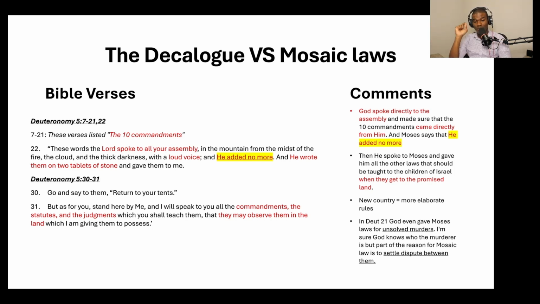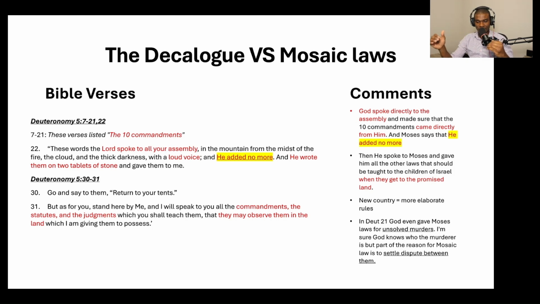After he spoke directly to the children of Israel, everybody's listening, not just Moses. Everybody stood in front of the mountain listening to God talking. In verse 30, it says, "Go and say to them, return to your tents. But as for you," that's God talking to Moses, "stand here by me, and I will speak to you all the commandments, the statutes, and the judgments which you shall teach them, that they may observe them in the land which I am giving them to possess."